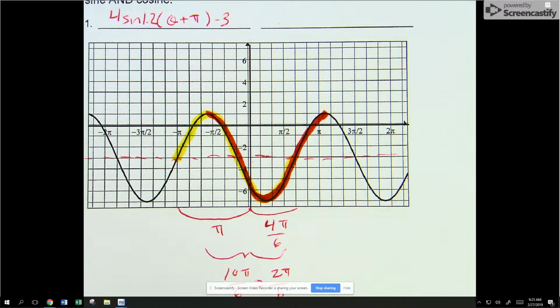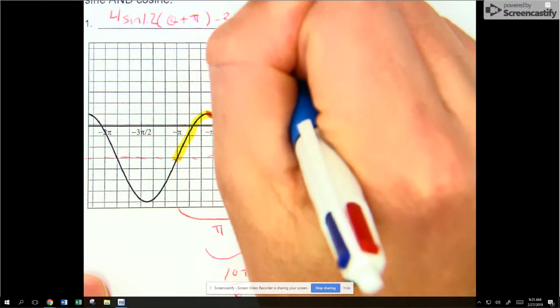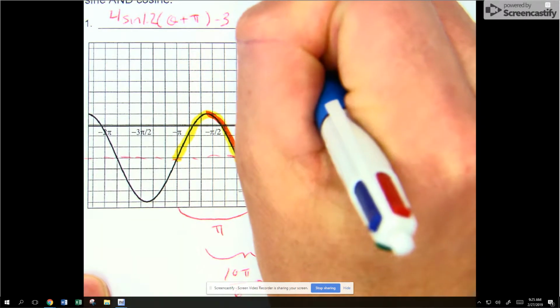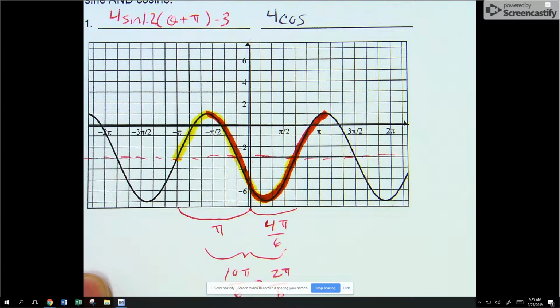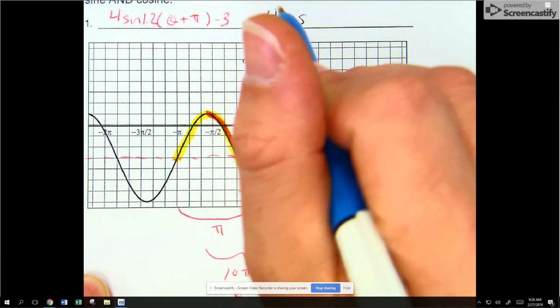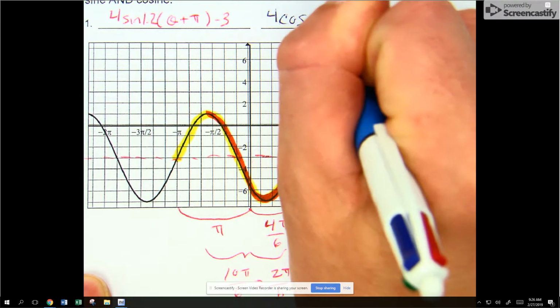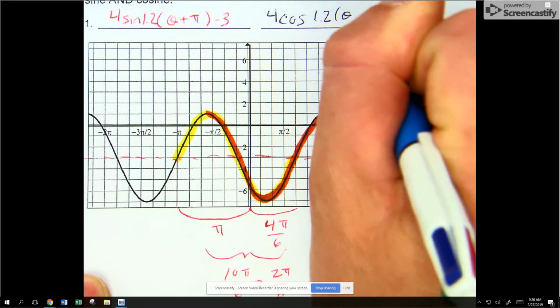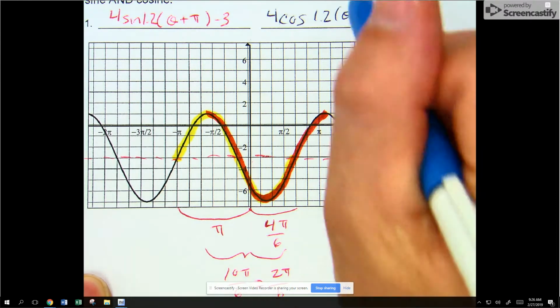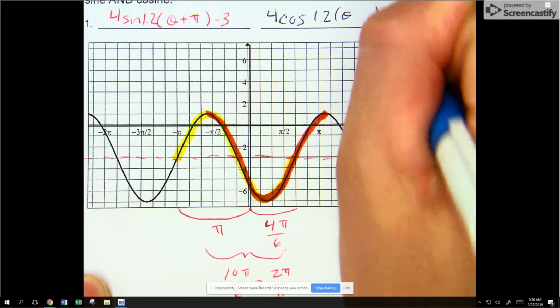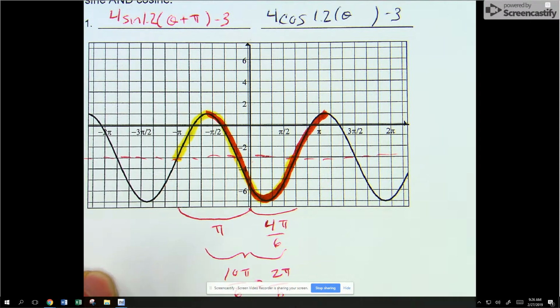Now, just like before, the amplitude doesn't change. So the amplitude is still going to be a 4. We now have a cosine graph, so that doesn't change either. Well, that changes to cosine. Did the period change? No, so all the work that we did for the period still stays the same. So our b is still 1.2. We still have a theta. We still moved it down 3, so we still have a minus 3. But now we have to figure out our shift.